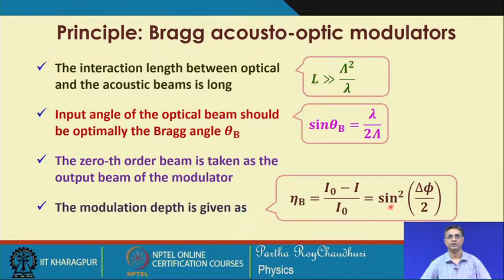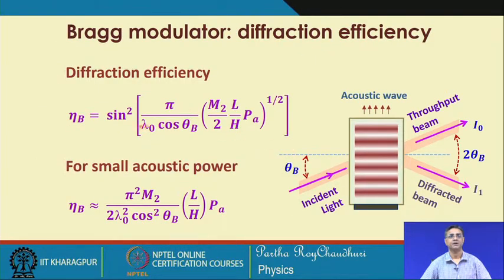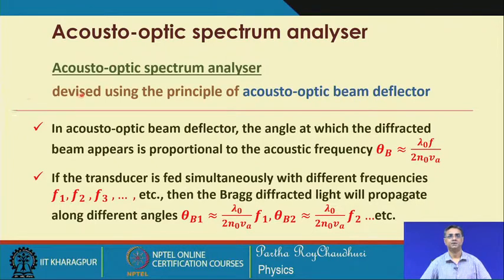Here also the 0th order diffracted beam will be taken as the modulator output, and the modulation depth is given by this. Diffraction efficiency, this we have seen, and for small acoustic power this is directly proportional to the acoustic power. It is also proportional to the length, the width of the acoustic beam and the height of the acoustic beam. So, the spectrum analyzer is devised using the principle of the acousto-optic beam deflector.